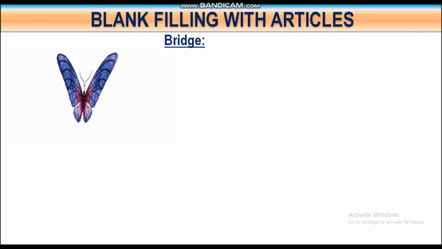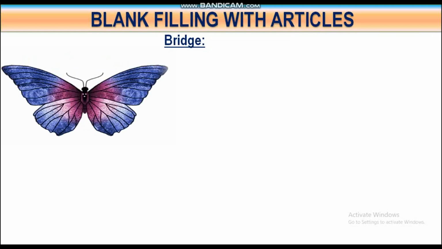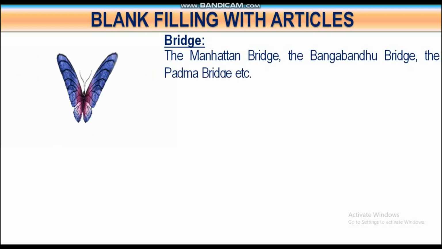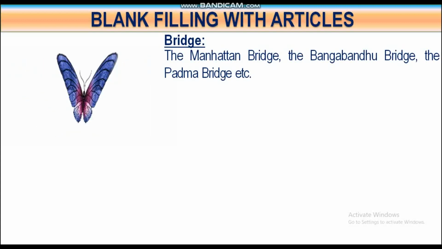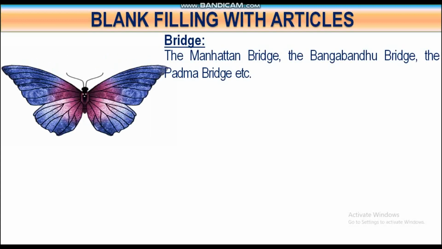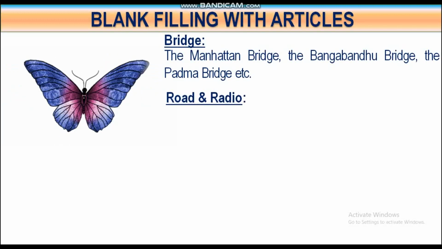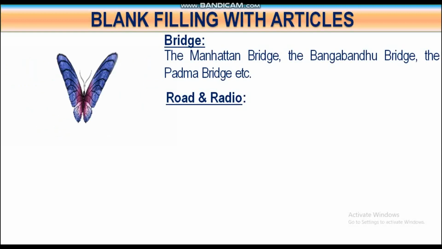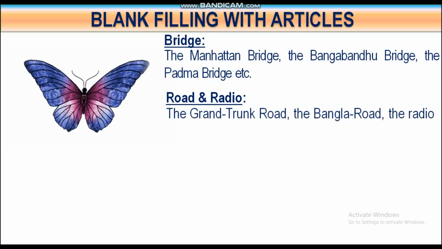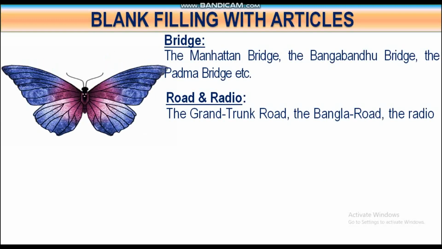Breeze. Before any breeze, such as the Manhattan breeze, the Bangabandhu breeze, the Padma breeze, etc., article the is used. Road and radio. Article the is used before any road like the Grand Trunk Road, the Bangla Road, etc. And the is also used before the radio.